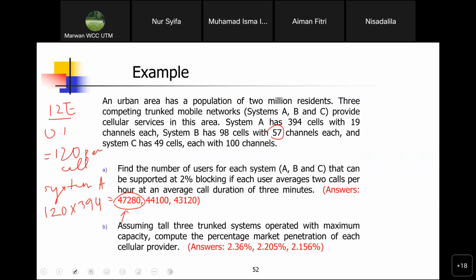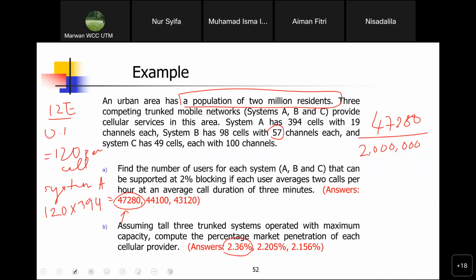So for system A, if you can only serve 47,000, what is the penetration of the market? Divide by the market size, which is 2 million. So instead of serving all 2 million, which would be 100% penetration, you can only serve 47,000. That's why you can only serve about 2.36% of the population within the area.